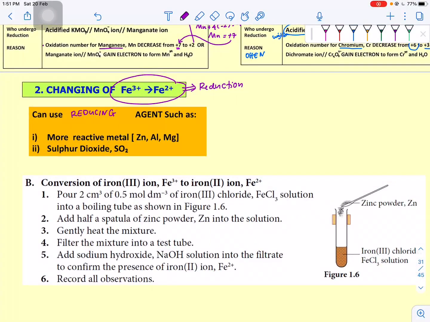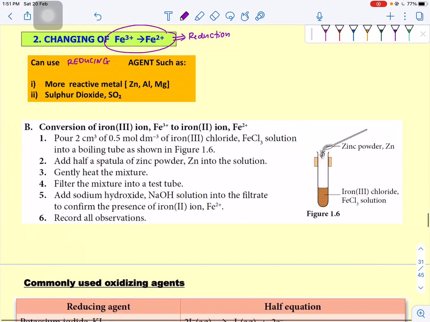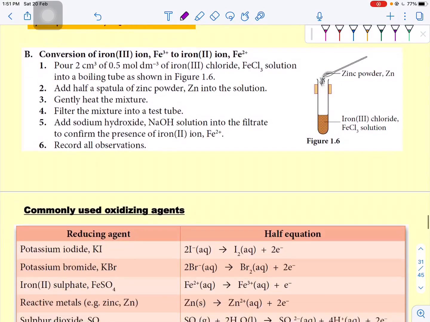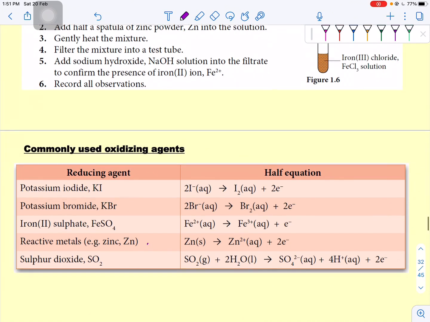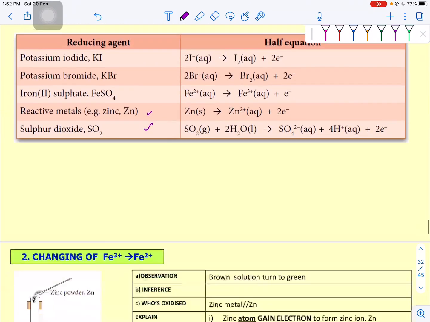Prosedur dia hampir sama, we just need a test tube, and then kita perlukan reducing agent, so kita boleh run the experiment. Okay, this is the list of oxidizing agent. Bukan semata-mata guna untuk changes iron 3. Dia guna pakai untuk topik redox. Kalau guna untuk iron 3, yang ni je lah. Okay, yang lain tu dia guna pakai dalam topik redox. Kita ada potassium iodide, potassium bromide, iron 2 sulfate, reactive metal and sulfur dioxide.